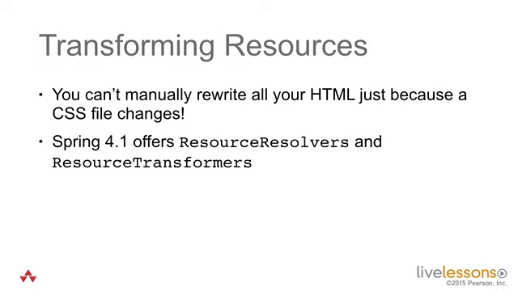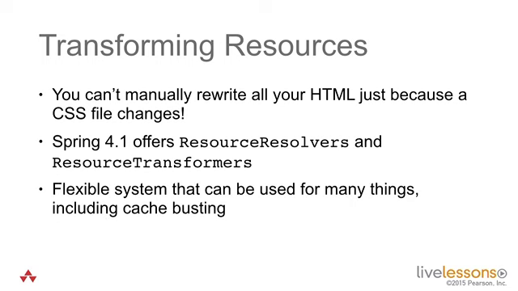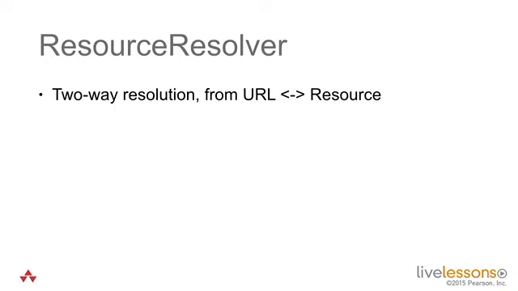So Spring offers a couple of new features in 4.1 that can help with this. There are two main classes, resource resolvers and resource transformers. But these are quite flexible systems. We're going to demonstrate here how to use cache busting, but you can imagine using them for any kind of technique. For instance, if you've got a JavaScript pre-processing element, you might use them to find gzip files if that's possible.